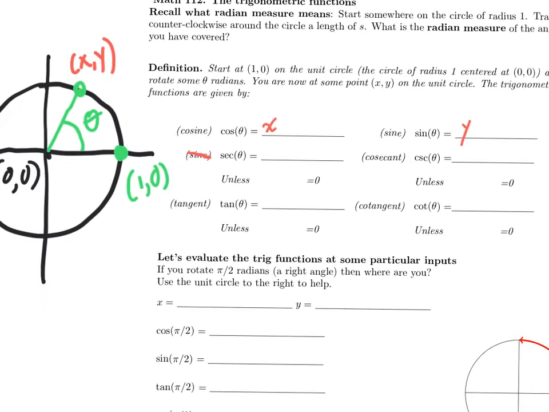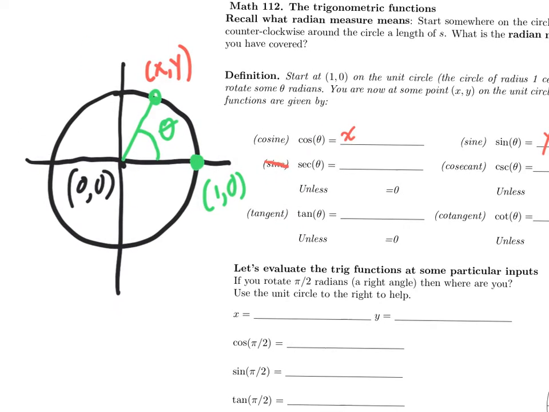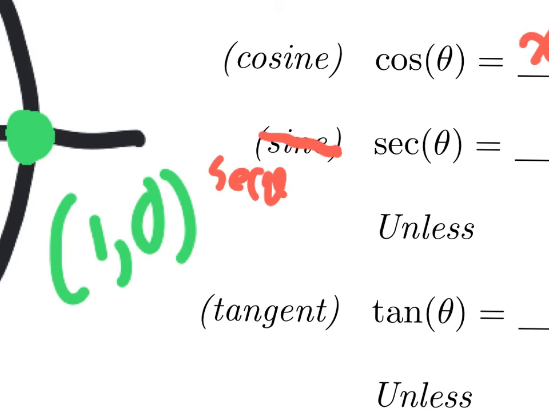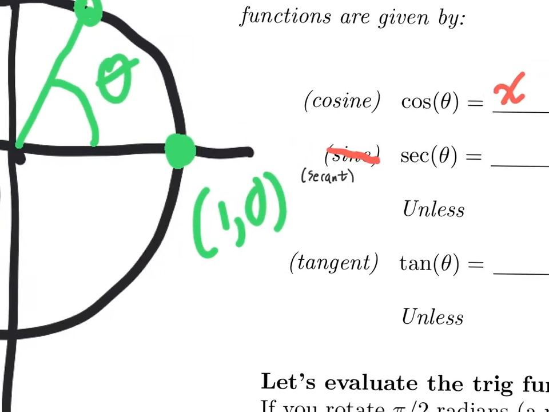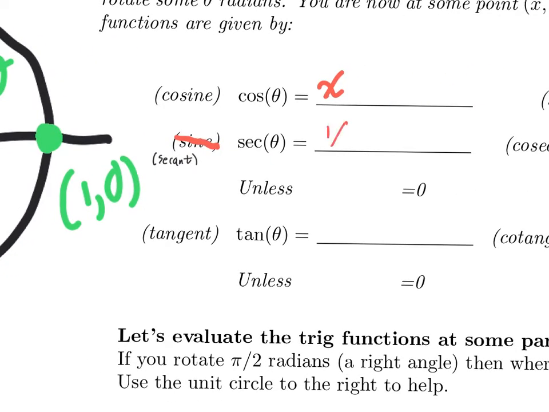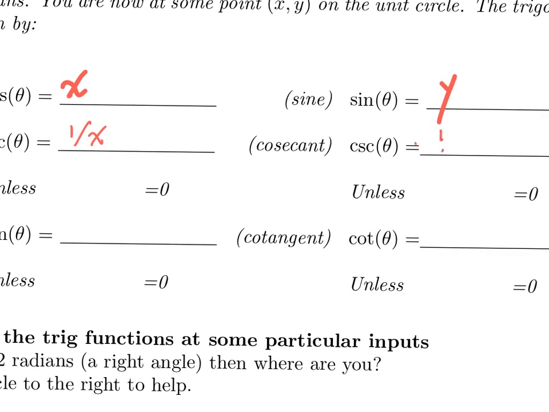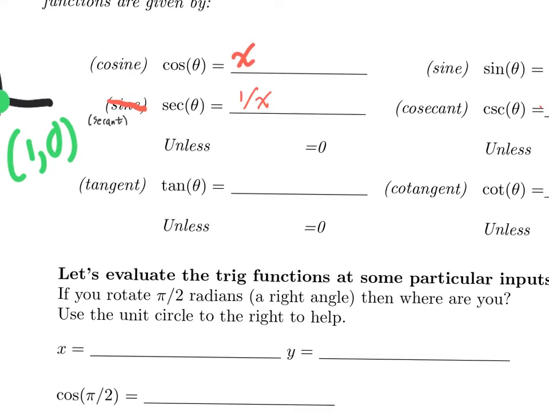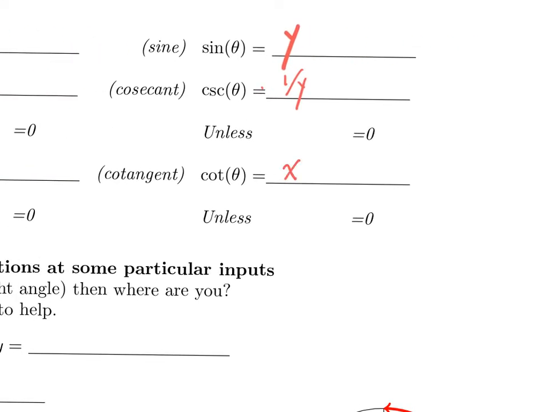The secant of this angle theta is 1 over x. The cosecant of an angle theta is 1 over y, and I will fill out those lines right below. The tangent of theta is y over x. The cotangent of theta is x over y.